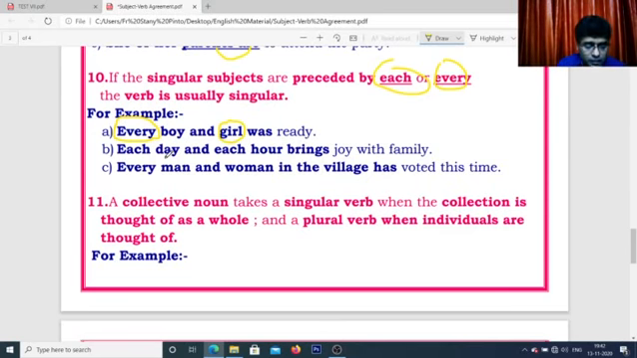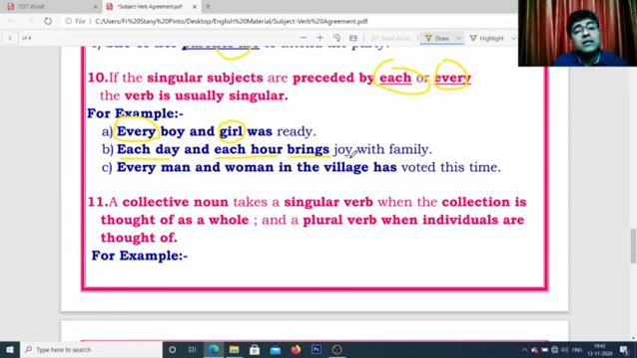Next. Each day and each hour brings joy with family. Now if you say each day, okay, one day per week, there are 7 days. If you take each hour, actually there are 24 hours, but we are referring to one particular hour and one particular day. Hence, it is singular. Each day and each hour brings.